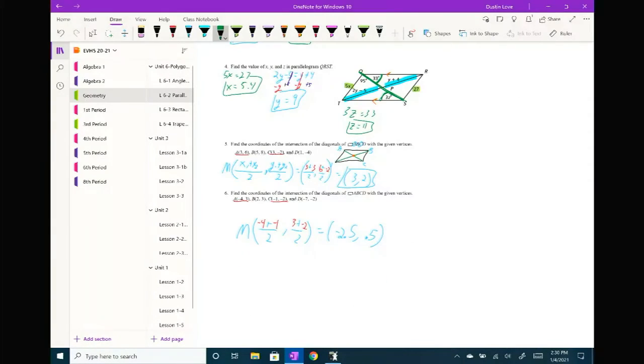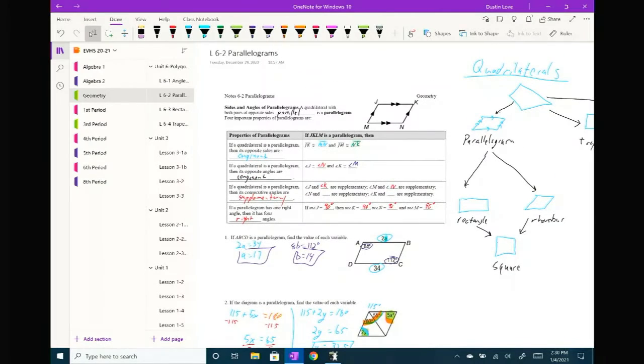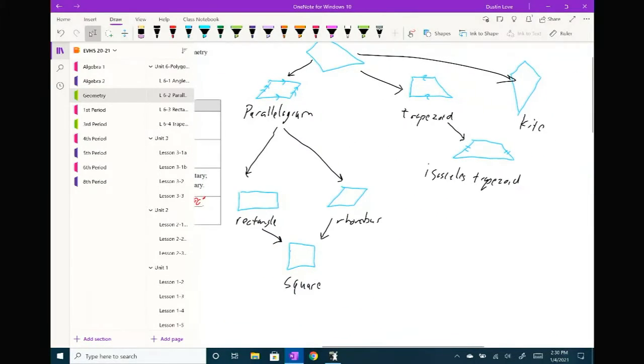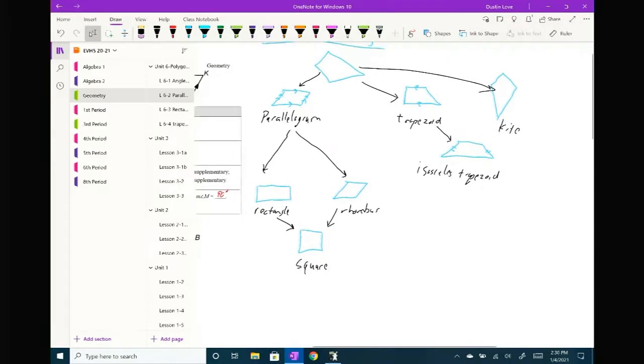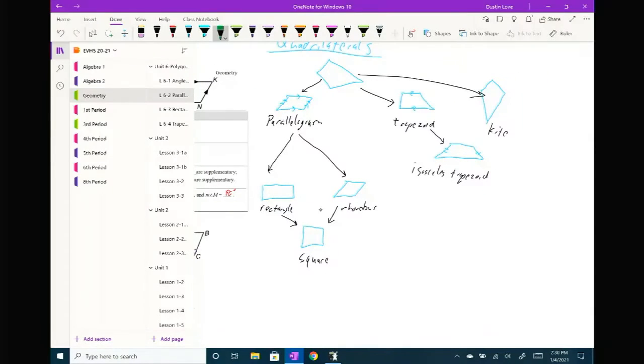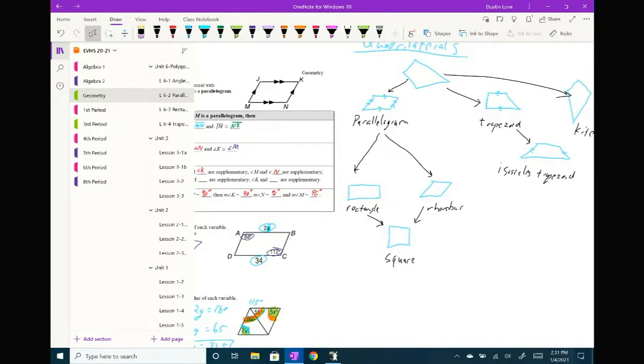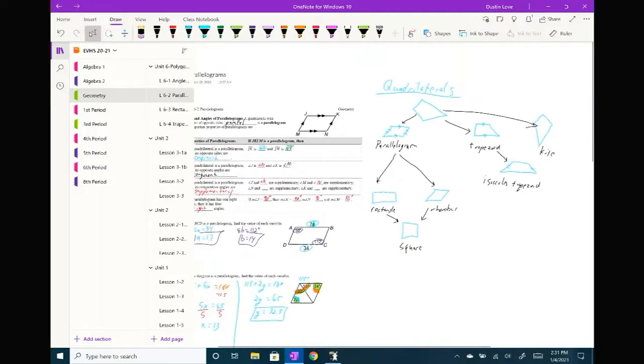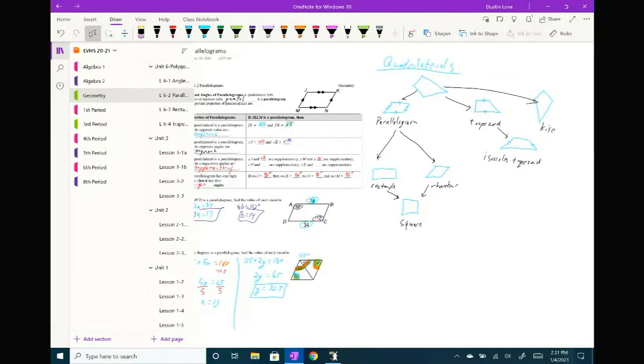Now, I want to go ahead and point out from this diagram that I drew yesterday that rectangles, rhombuses, and squares are all special cases of parallelograms. So all of the properties of parallelograms that we already talked about are going to apply to our rectangles, rhombuses, and squares as well.